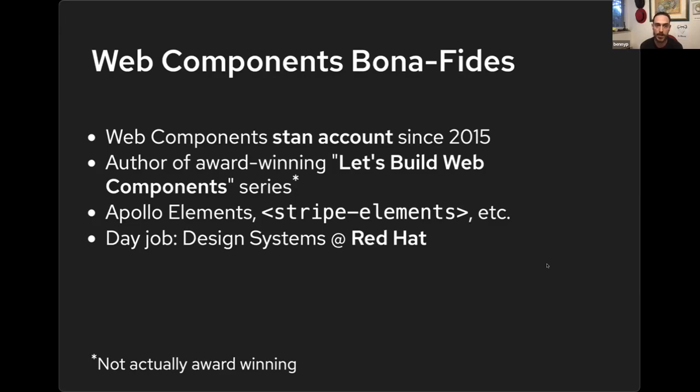I wrote a fairly popular blog series called Let's Build Web Components, which goes over the basics, the standards, some of the libraries, some of the common misconceptions. I've also published a number of web components related libraries on GitHub. One is Apollo Elements, which is like GraphQL client-side web components. Another one is Stripe Elements. I think they've recently published their own custom elements, which is amazing. But for the longest time, if you wanted to use the Stripe payment processor with Shadow Roots, probably the best way would be to use that library. And my day job is making design systems with, you guessed it, web components at Red Hat.